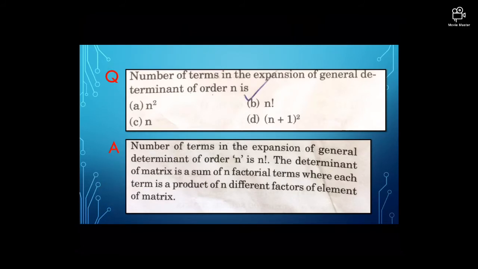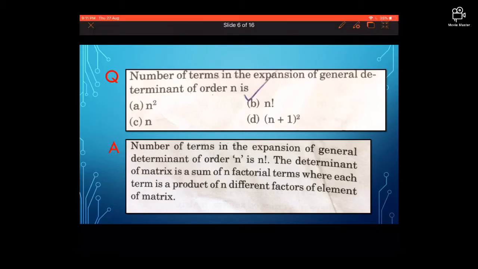Number of terms in the expansion of general determinant of order n is what? This we all have learned: number of terms in the expansion of general determinant of order n is n factorial. The determinant of a matrix is a sum of n factorial terms where each term is a product of n different factors of elements of a matrix. So the answer we are getting is n factorial.